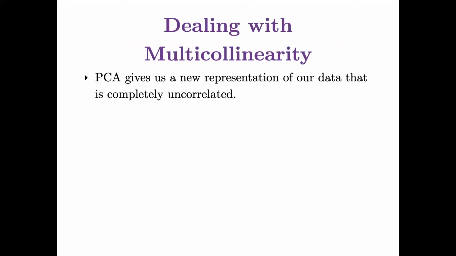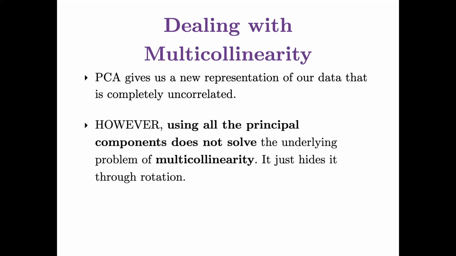Biased regression is one way that we deal with multicollinearity in regression. If you'll remember, PCA gives us this new representation of our data in a new basis that's completely uncorrelated. Now, the trick here is that if you use all of the principal components, you don't actually solve the problem. You just hide it through rotation.